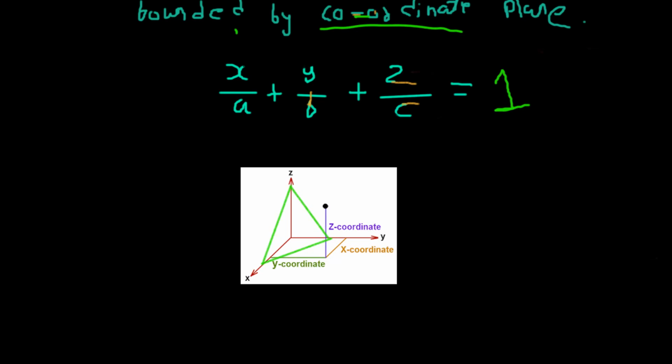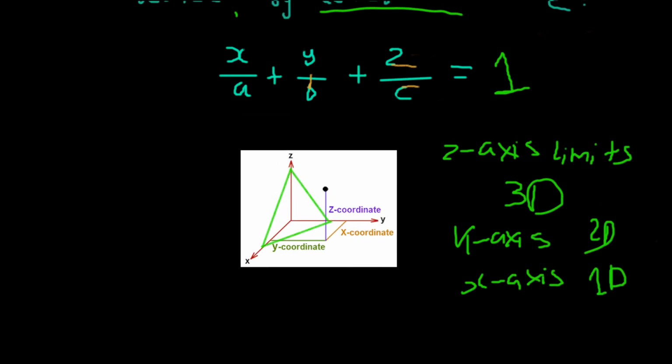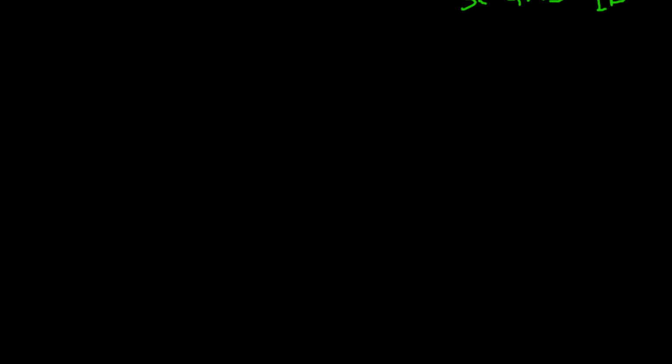First of all, we are going to get the coordinates, and before that I want to tell you one thing: the limits for the z-axis will be in 3D, for the y-axis 2D, and for the x-axis single dimensional. That is a thing which you have to remember. So now let's see how we're going to write the coordinates.